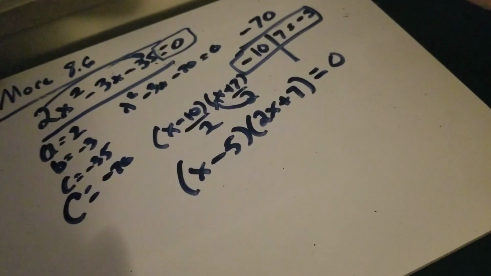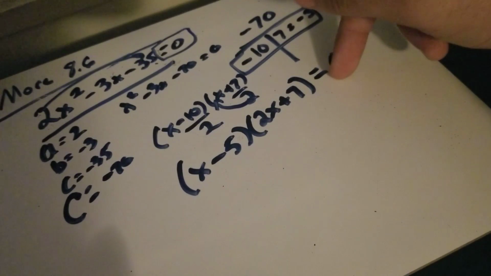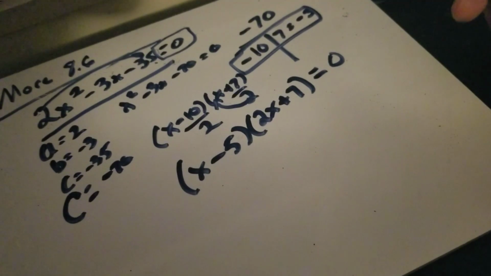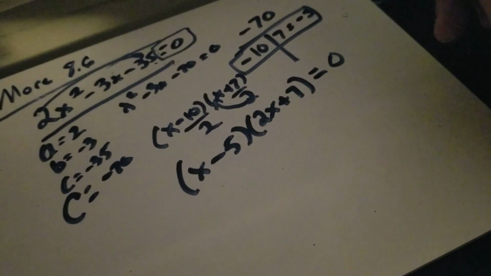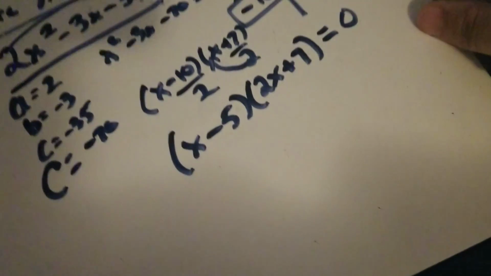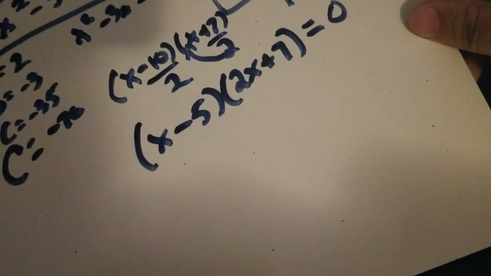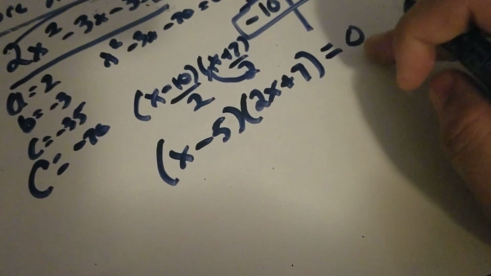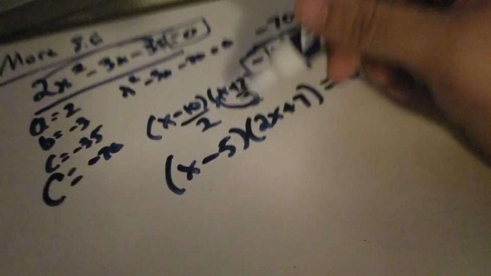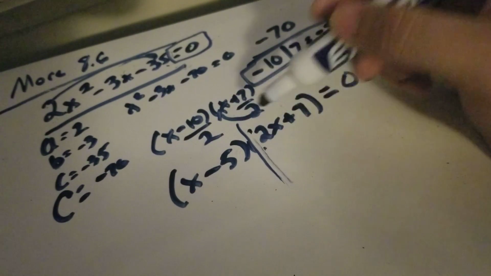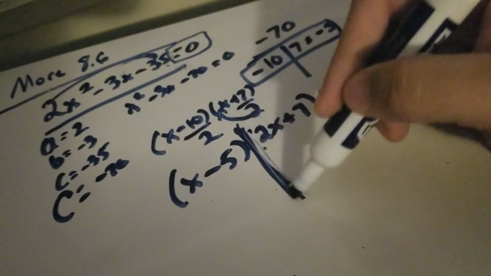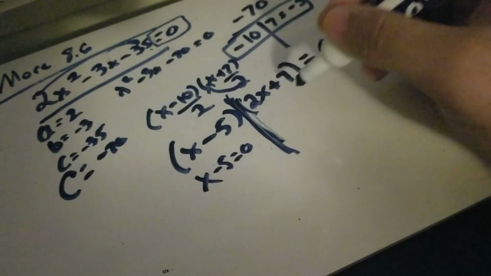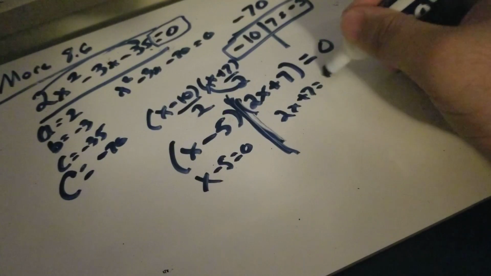That question right there is the same type of question we did in section 8.4. So if you don't remember, hopefully when we start doing it, you do remember. Well, we have two sets of parentheses that equal 0. So what I can do is cut this in half and set each one equal to 0. So x minus 5 equals 0, and 2x plus 7 equals 0.